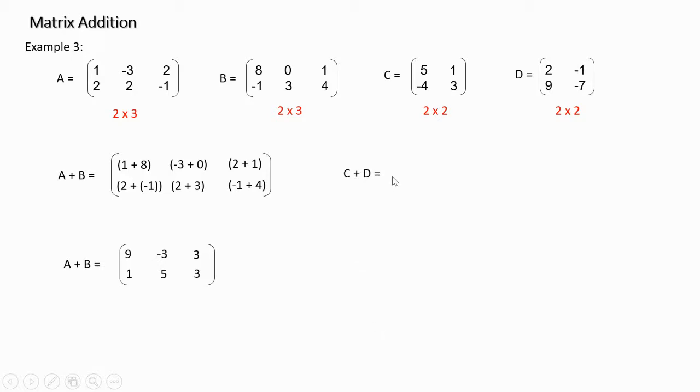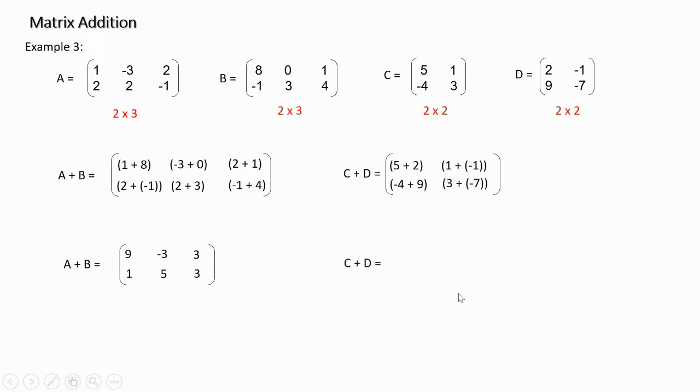Now how about C plus D? Can we do the operation? Are they the same size? Yes, they are. So we can add these. Again, we're going to add 5 plus 2, 1 plus negative 1, negative 4 plus 9, and 3 plus negative 7.